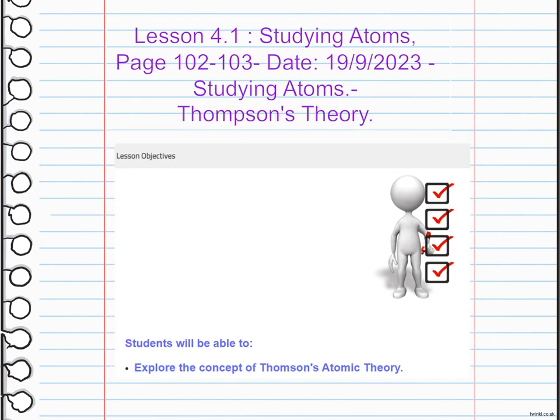Thomson's atomic theory, proposed by J.J. Thomson in the late 19th century, introduced the concept of the electron. So technically what he said, that he suggested that atoms are made up of positively charged matter with negatively charged electrons embedded within it. Like plums in a pudding, this model, known as the plum pudding model, revolutionized our understanding of atomic structure and laid the groundwork for further discoveries about the subatomic particles. So J.J. Thomson's theory was a significant step forward in our understanding of the atom.